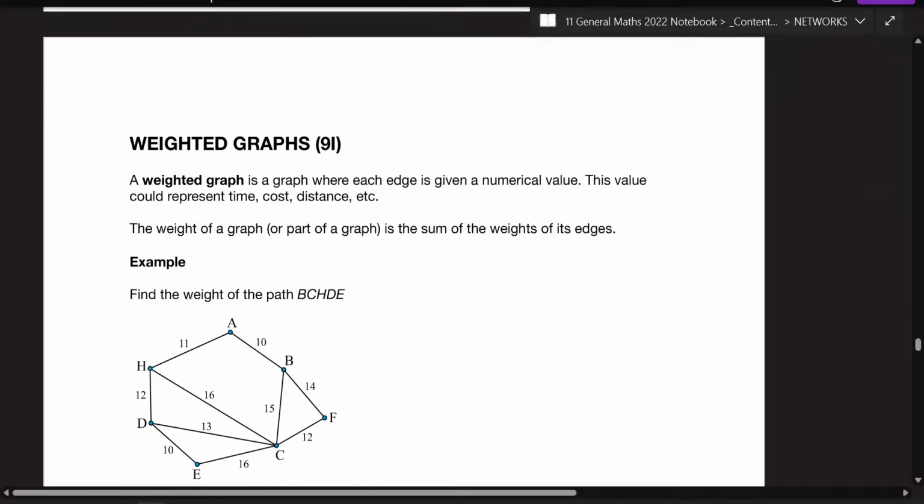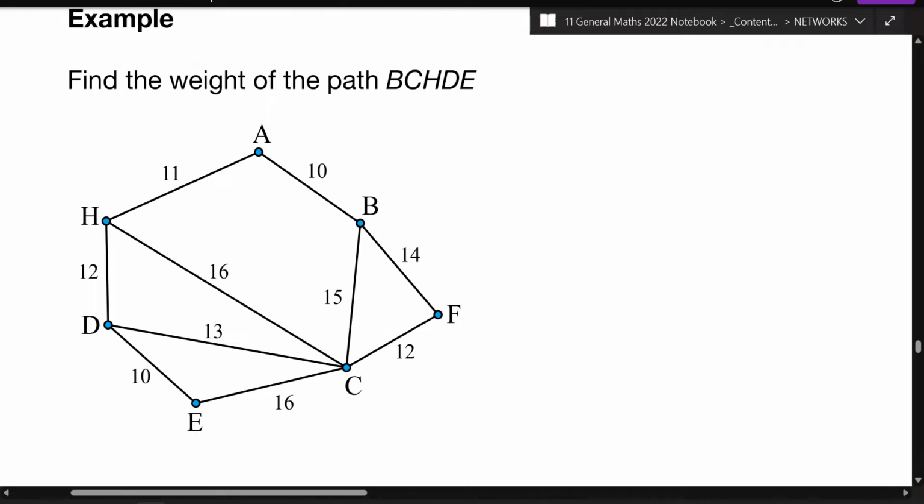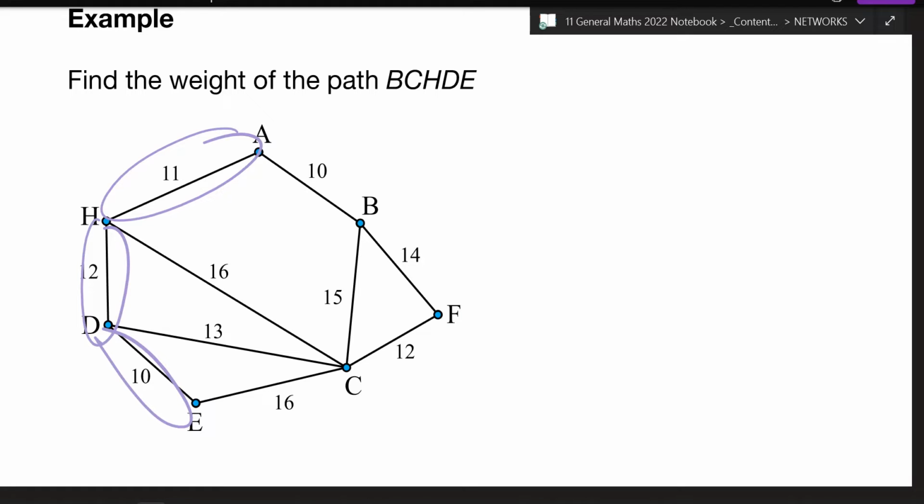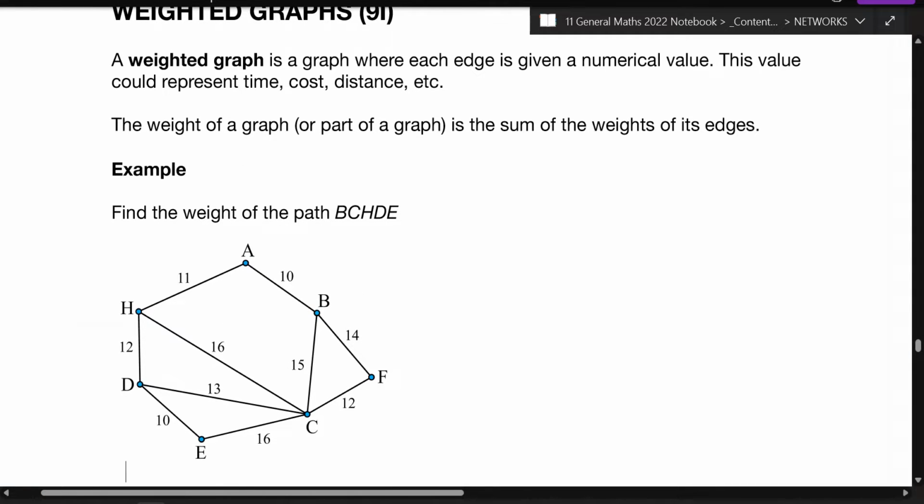But now what you're going to learn about is graphs that have values on them. That could represent anything depending on the context of the question. Sometimes the graph, for example, could be locations on a map, and then these numbers might represent the kilometers or the distance between the locations, or it could be the amount of time it might take you to go through those locations. So really read the question so that you understand what the numbers might represent.